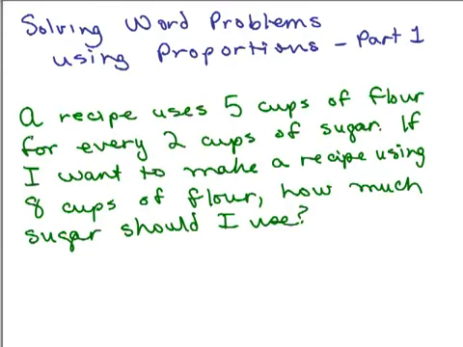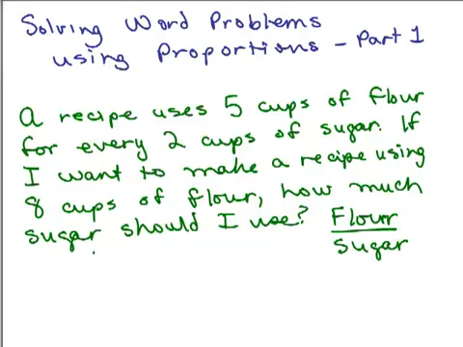here's an example. A recipe uses 5 cups of flour for every 2 cups of sugar. If I want to make a recipe using 8 cups of flour, how much sugar should I use? We want to keep things in proportion so the recipe tastes the same. So one thing you can do is write down the proportion of flour to sugar or sugar to flour and be clear how you're going to set that up. So let's say I want to put the flour in the numerator, how much flour I'm going to use, and how much sugar in the denominator.